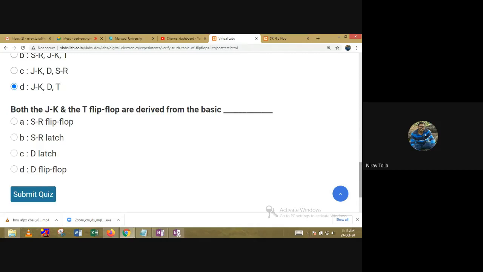Both JK and T flip-flops are derived from which basic flip-flop? SR flip-flop, SR latch, D flip flop. So either A, B, C, or D. Okay. Harshit gives the answer C. Parthiv gives B. Miloni thinks C. Henil again has a doubt between C and B. So let me tick mark B.